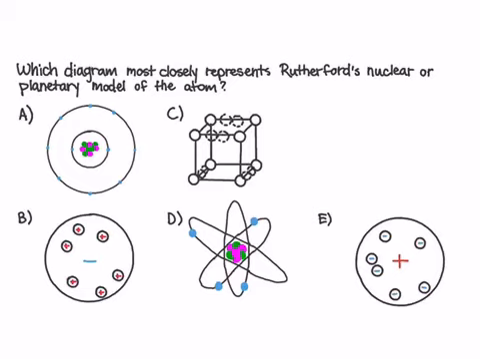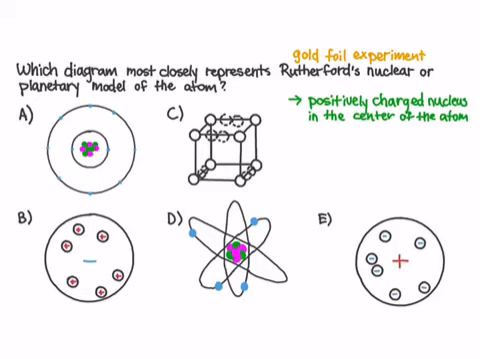Which diagram most closely represents Rutherford's nuclear or planetary model of the atom? Rutherford's planetary or nuclear model is based off observations from the gold foil experiment. In the planetary model, there is a positively charged nucleus in the center of the atom, and the electrons orbit the nucleus. So let's see which of the diagrams that we have most closely represents this description of the atom.